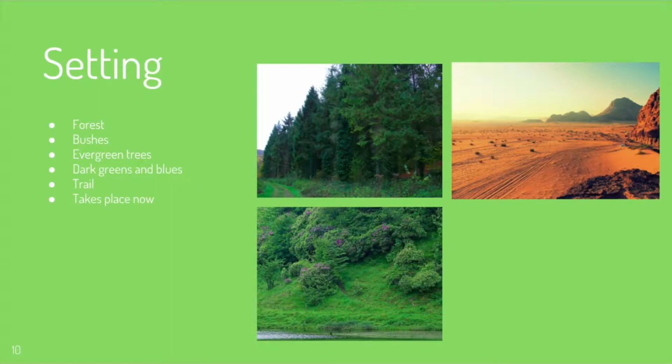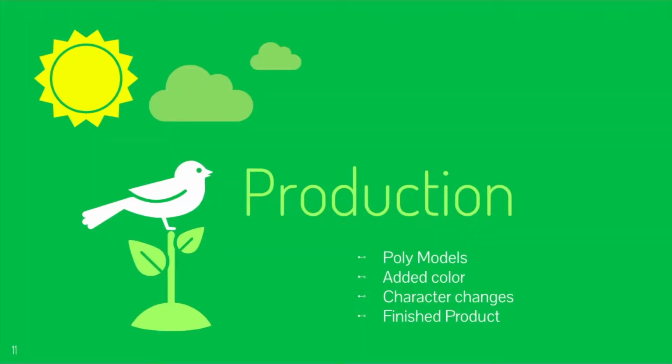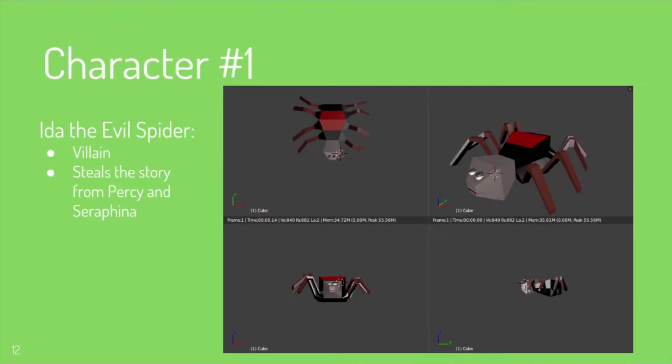For the setting, we chose either a forest or a desert, but it turned out that it took place in school where the story was stolen. So with our production, we had poly models, we added color and character changes, and we had the finished product. Our first character was Ida, the evil spider. He's the villain. He steals the story from Percy and Serafina, and this is how he looks.